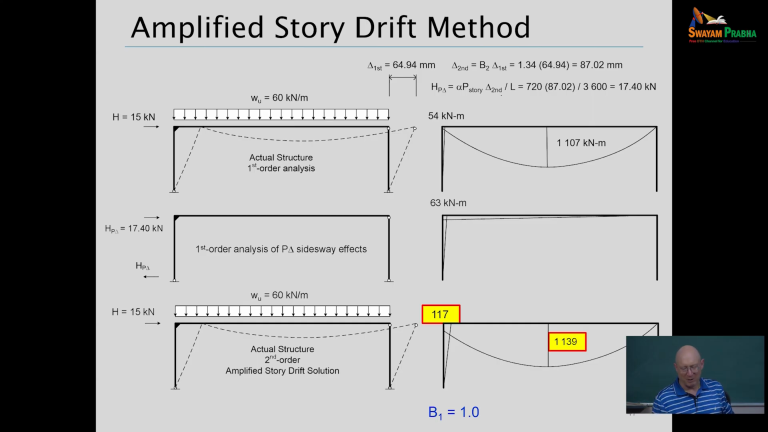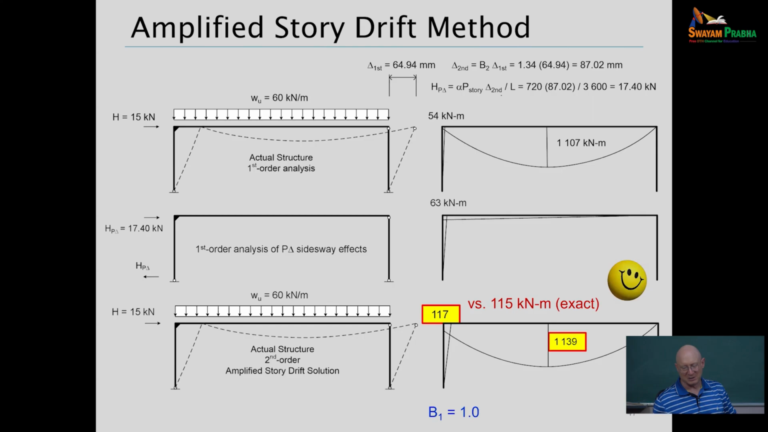Now, typically in a sway frame, more often than not, your B1 factor is going to be equal to 1, so that's very simple. In general, if B1 was not equal to 1, we would do 54 plus 63 gives us 117, and then I multiply that 117 by B1, just to cover the bases with any P small delta effects in the column. Here B1 is 1, so that's simple.